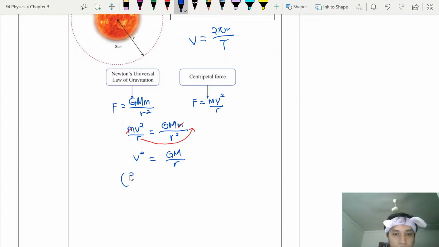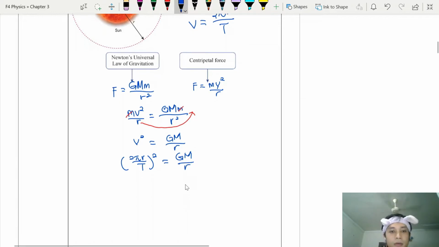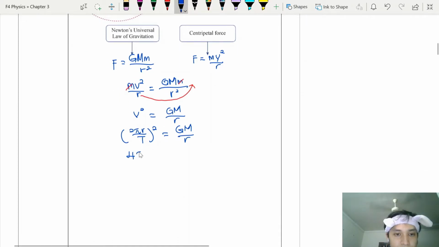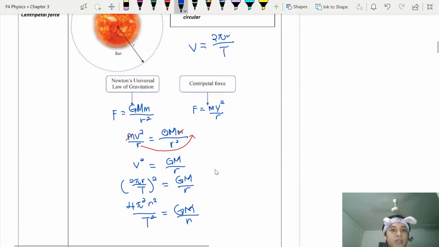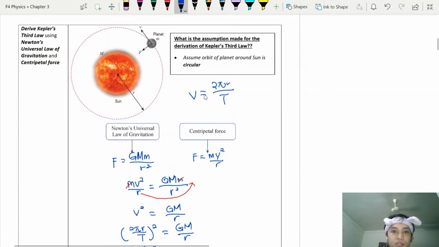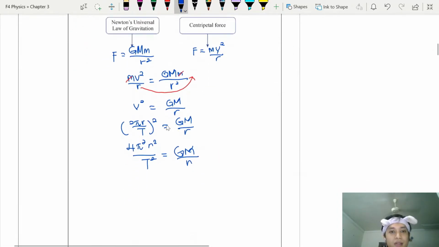So here, (2 pi r) squared over T squared equals to GM over r. So you're going to get 4 pi squared r squared over T squared equals to GM over r. Right now, we are trying to use Kepler's third law to calculate the orbital period.